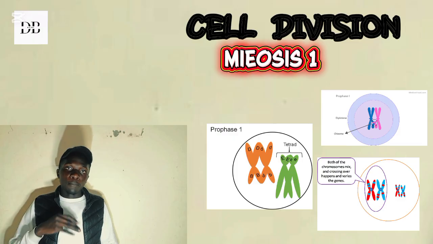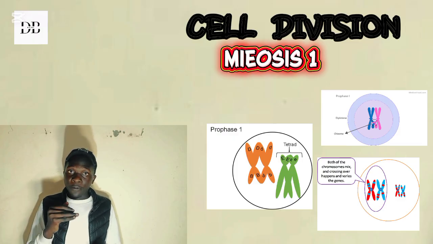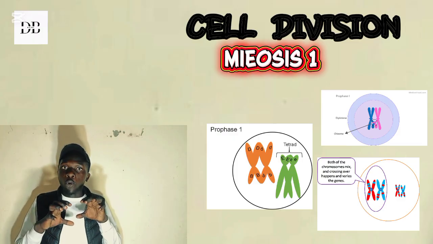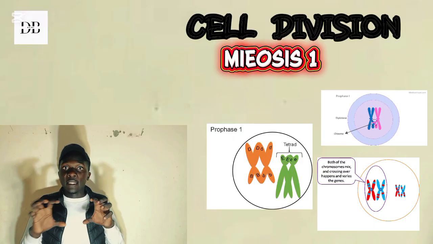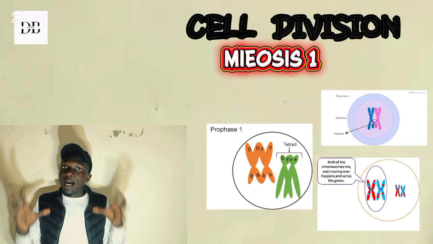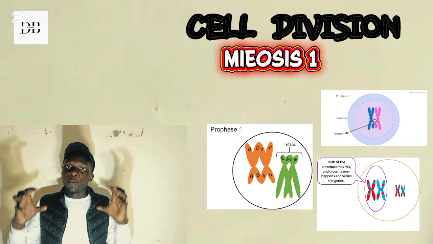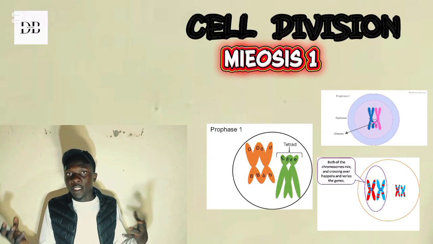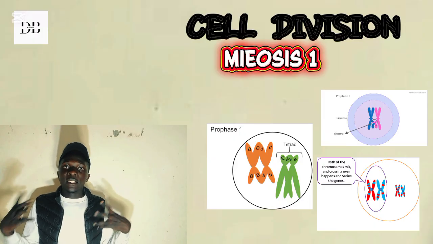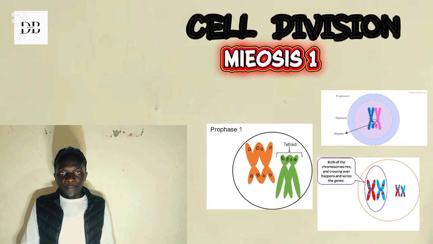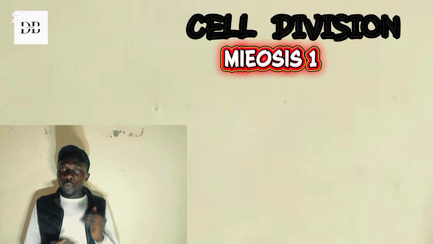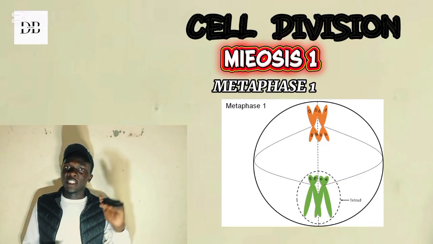So there are more stages under the prophase, but all you need to know in general is this process of prophase one happens in that type of situation. So those are the key points: crossing over, synapses, and the chiasmata. From there, we now move to the metaphase one stage.